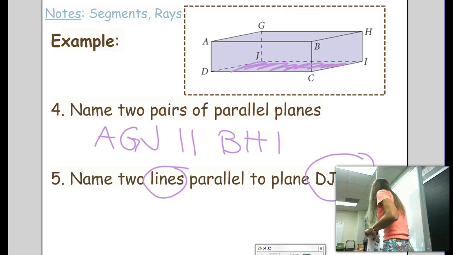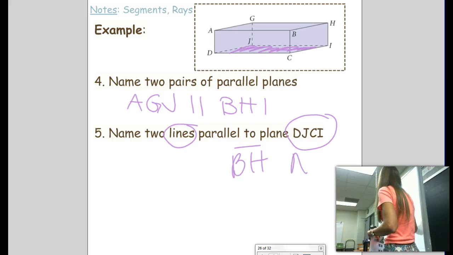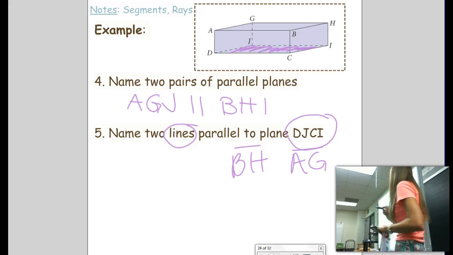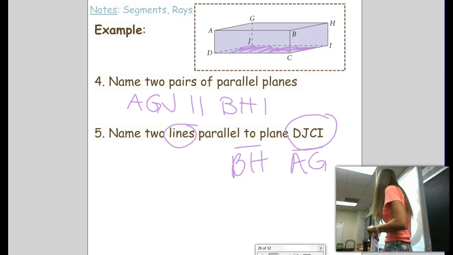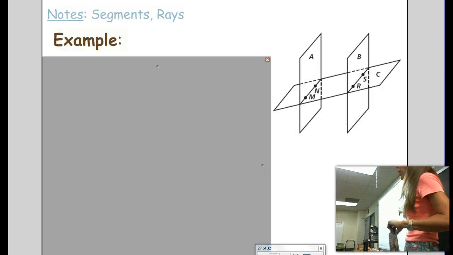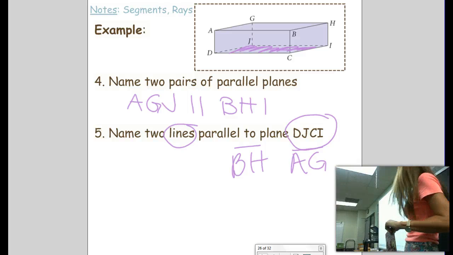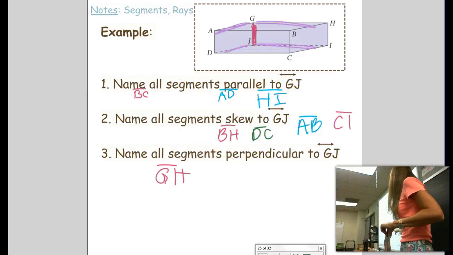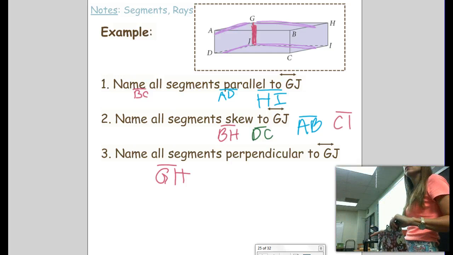GH, is that what you said? AB. BH, AG, AB, all of those. Yep. Any one that is in the top. Doing good. Whoa, what's going on here? What was 3? Name all segments. Oh, it was any of the purple ones. You could name any of the purple ones.